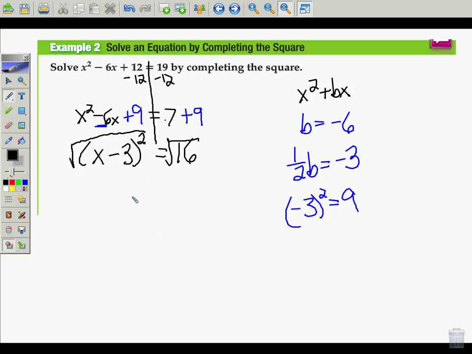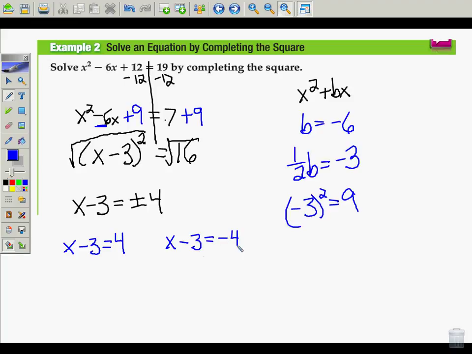And remember, when you take the square root, you have to account for a positive and a negative. So the square root of x minus 3 squared is just x minus 3. And that could equal positive 4, or negative 4, because we're taking the square root of 16, which is 4. But remember, we had that plus or minus 4. So then I have to write my two equations. X minus 3 equals positive 4. X minus 3 equals negative 4. And solve each of them.